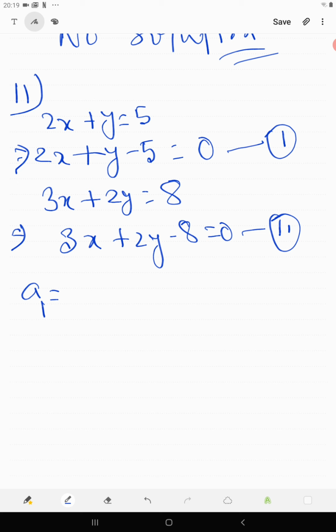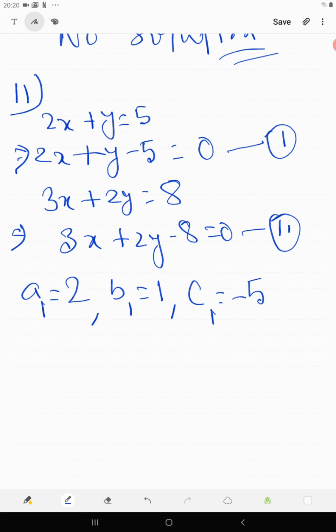What we will get? a1 equals to 2, b1 equals to 1, the coefficient of x, coefficient of y. So coefficient is nothing but the number attached with the variable. So with x, number attached is 2. So if you will compare with a1x, a1 will be equal to 2. Similarly b1y, the number attached with y over here is 1. So that's why b1 is 1. Now c1 equals to minus 5. The number attached with the constant. The constant thing is minus 5. So if you will see a1x plus b1y plus c1, hence c1 must be equal to minus 5.